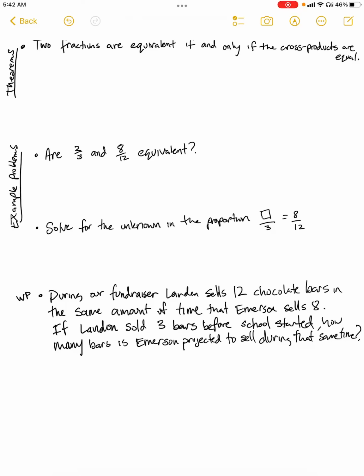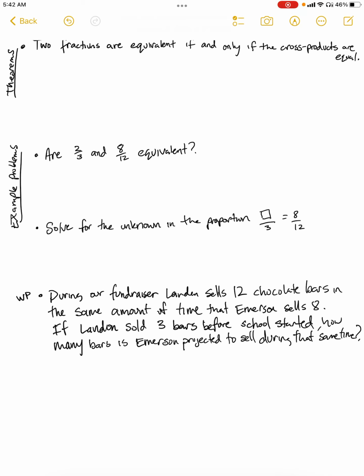All right, the purpose of this video is ultimately to provide another tool to solve proportions and hopefully make them a bit easier. This is a challenging topic, so hope this helps. So we begin with a theorem here. Two fractions are equivalent if and only if the cross products are equal. Okay, what is that saying?